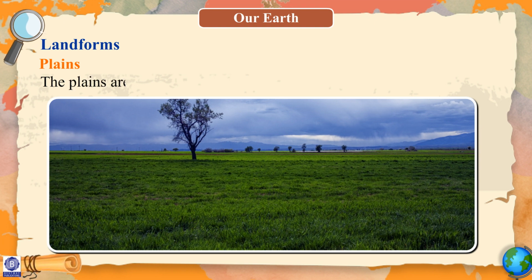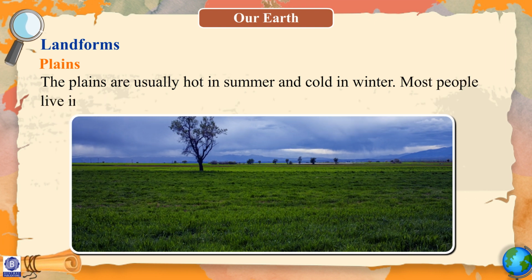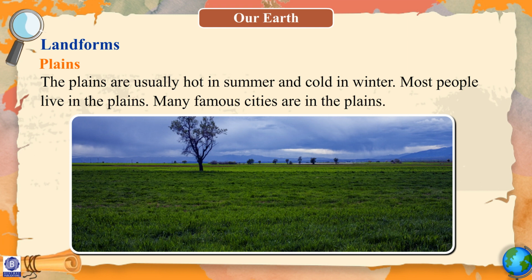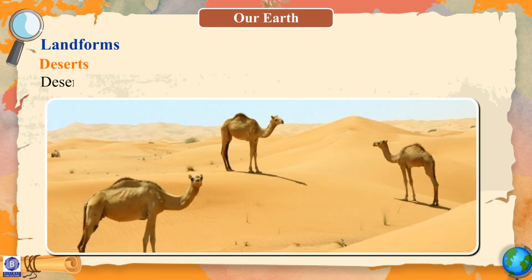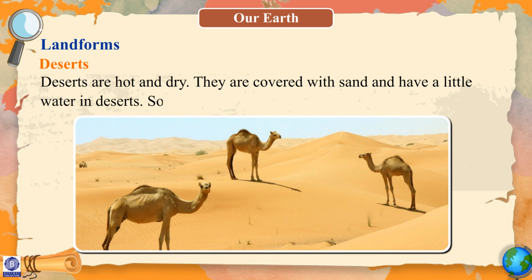The plains are usually hot in summer and cold in winter. Most people live in the plains. Many famous cities are in the plains. Deserts. Deserts are hot and dry. They are covered with sand and have little water, so very few plants grow there.